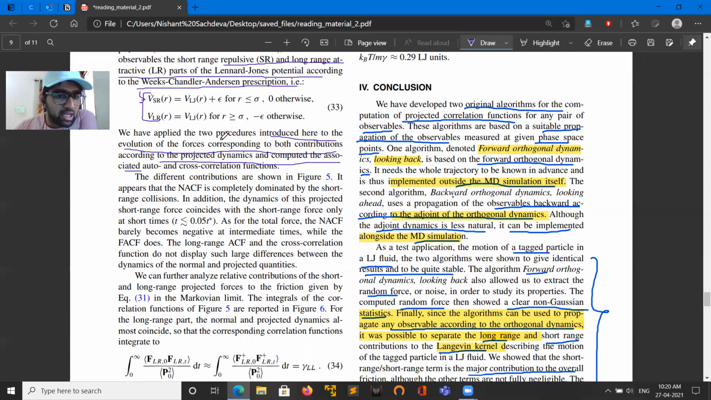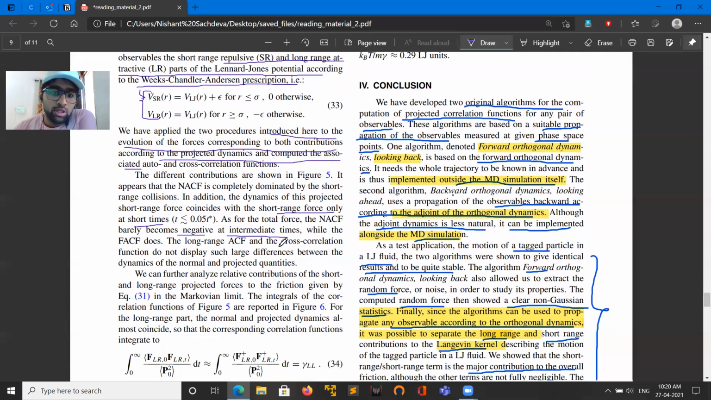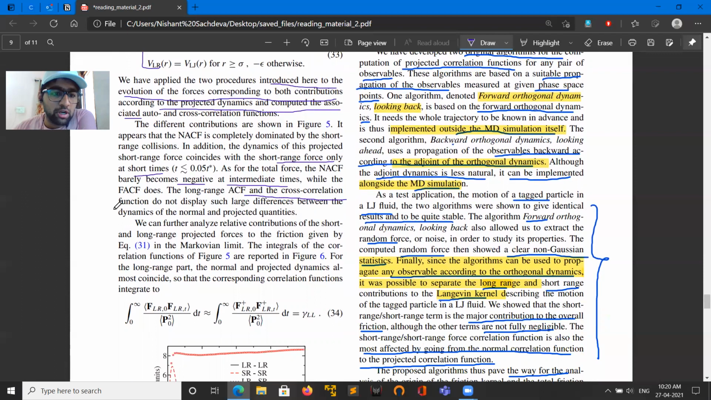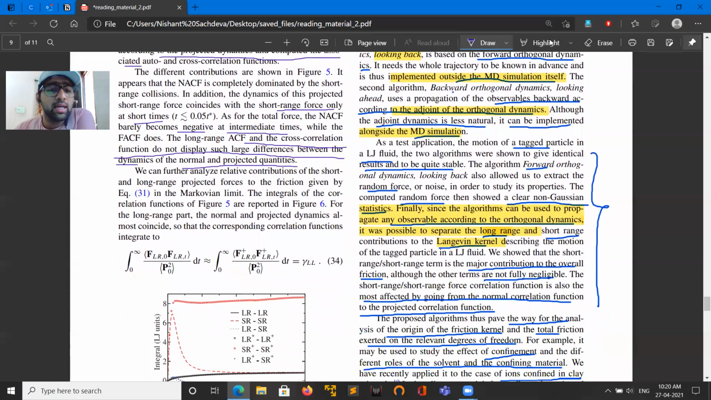It appears that the NACF is completely dominated by the short range collisions. In addition, the dynamics of this projected short range force coincides with the short range force only at short times. As for the total force, the NACF barely becomes negative at intermediate times, while the FACF does. The long range ACF and the cross correlation function do not display such large differences between the dynamics of the normal and projected quantities.